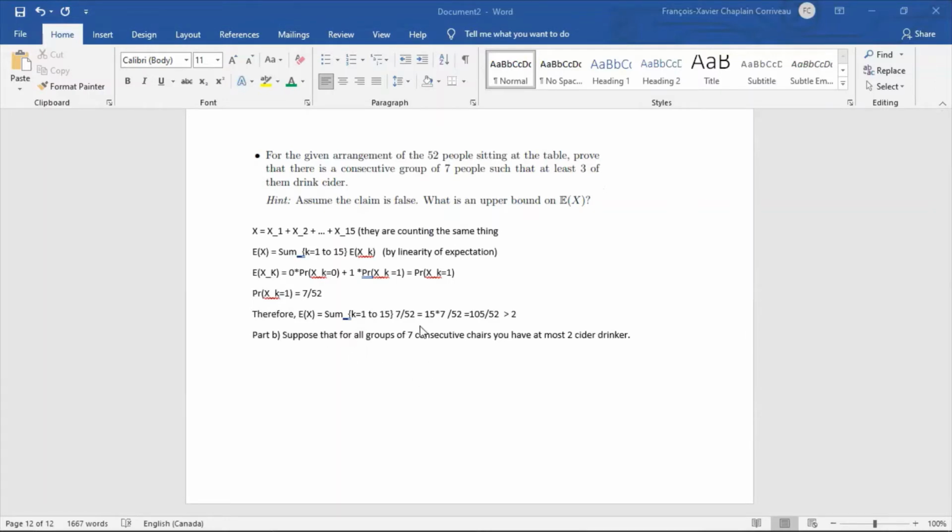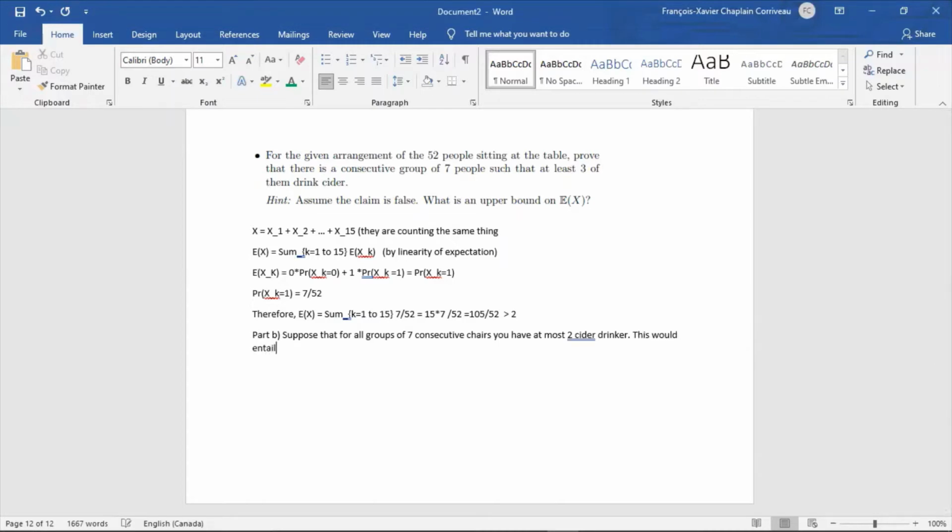But if you suppose that in all groups of 7 consecutive chairs, you have at most 2 cider drinkers, the expected value of cider drinkers in one group of consecutive chairs should be less or equal to 2. You cannot have more than that, right? In all groups, you have at most 2. So how would your expected value be bigger than that? It cannot be.